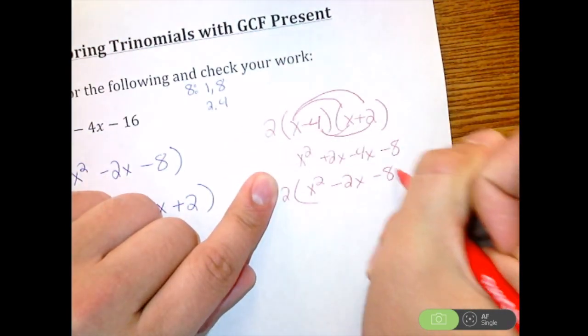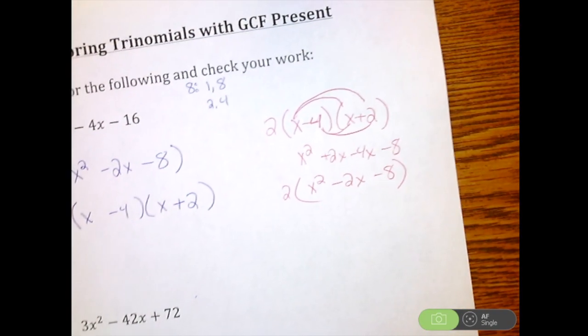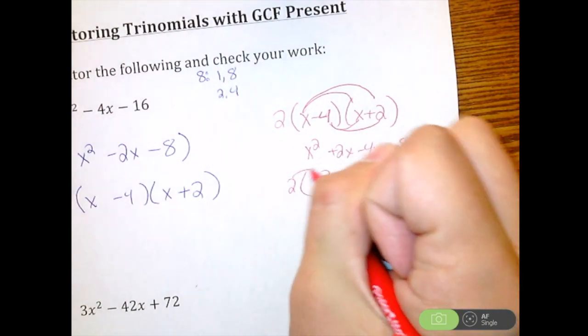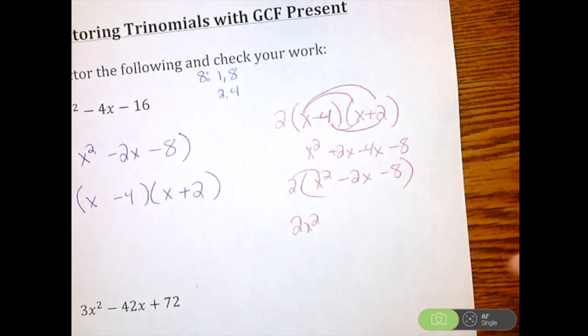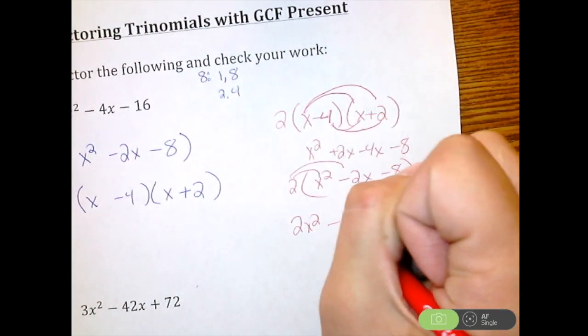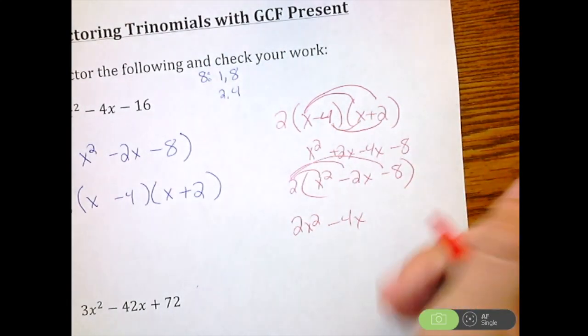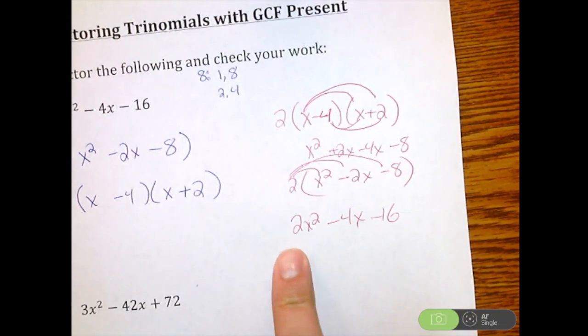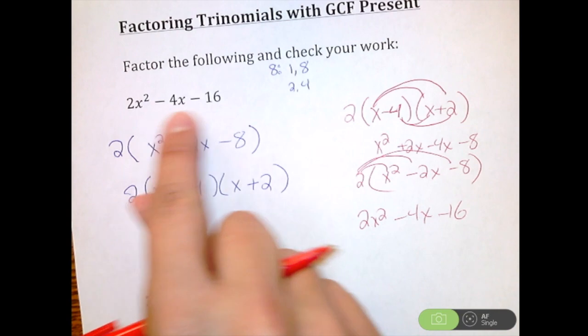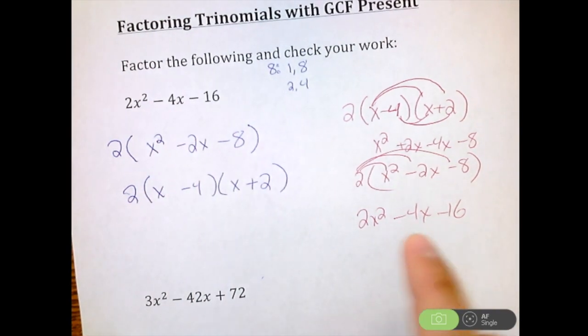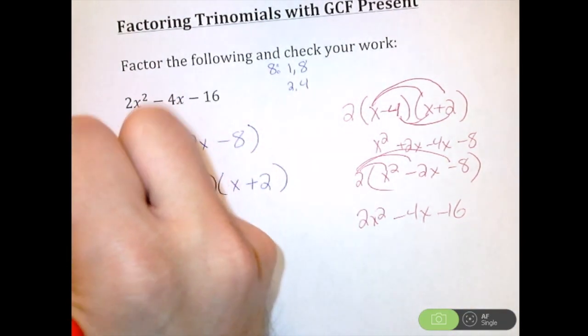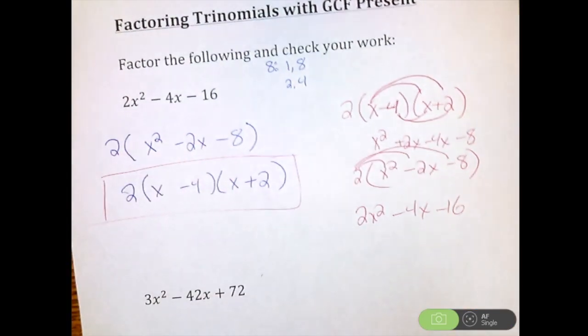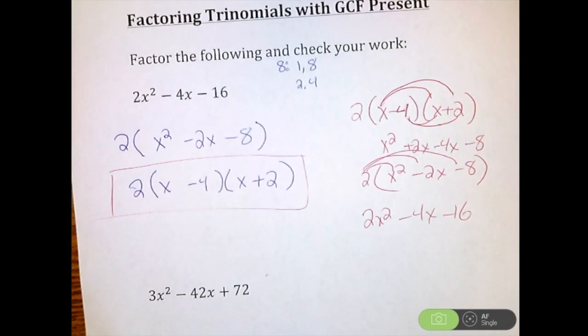Still have that 2 that we still got to multiply through. So multiply this 2 in, we get 2x squared, -4x, and minus 16. If you see, this matches up with my original problem. Therefore, we know I'm right, and 2, parentheses x minus 4, parentheses x plus 2 are my factors.